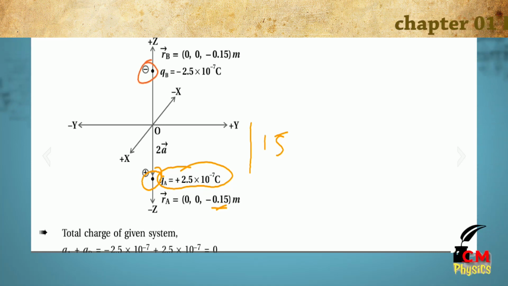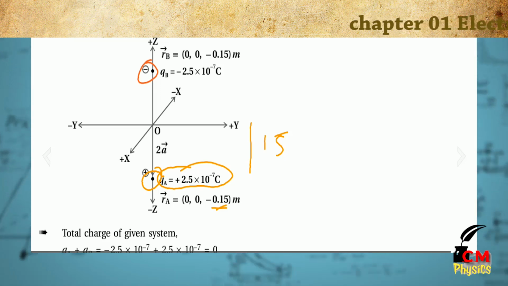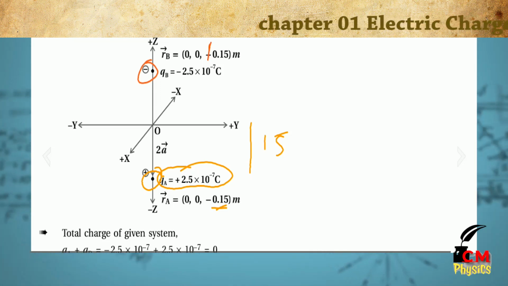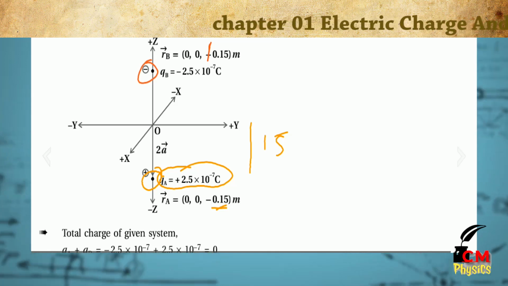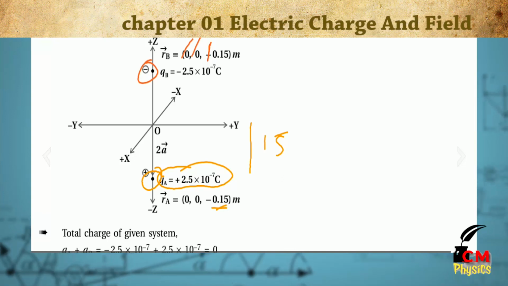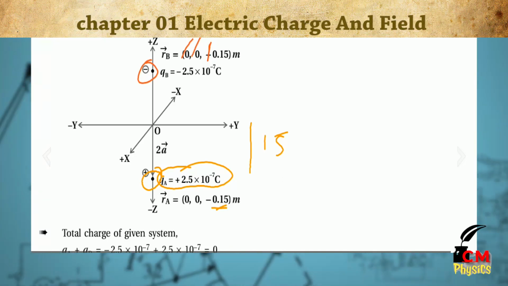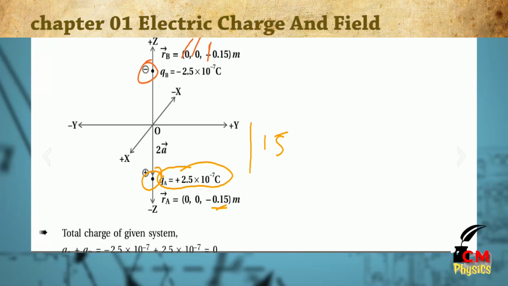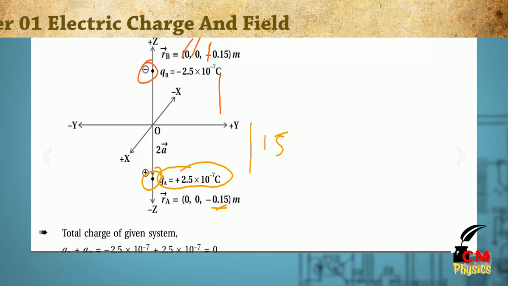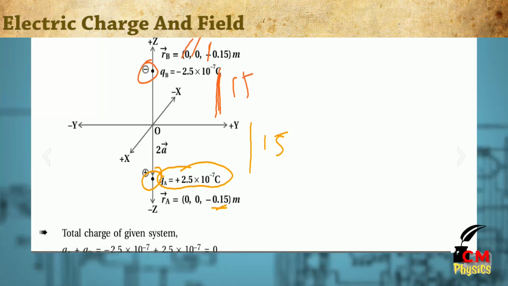Charge B is placed here. Some typing mistake, this one is plus 15. Then charge B is placed at 0, 0, plus 15. A little bit of correction: it is not a negative 15, it is a positive 15. Therefore, this distance from the origin is 15.